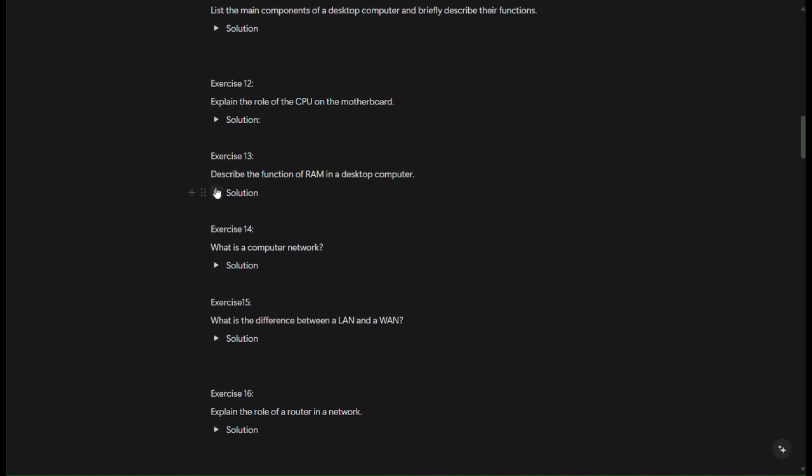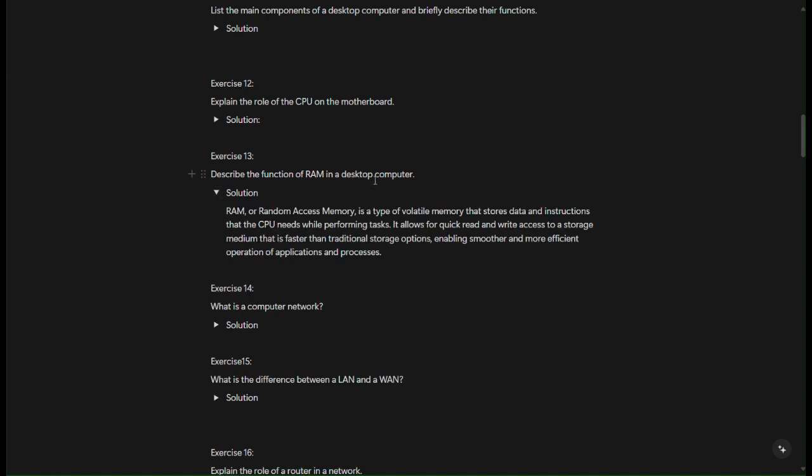Let's go to exercise number 13 and describe the function of the RAM in a desktop computer. First, the RAM is a volatile memory that stores data and instructions that the CPU needs while performing tasks. It allows for quick read and write access, faster than traditional storage options. This is the function of the RAM on a desktop computer.